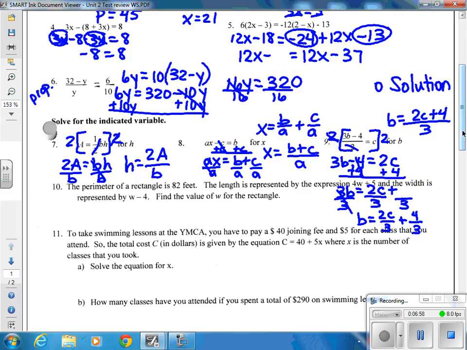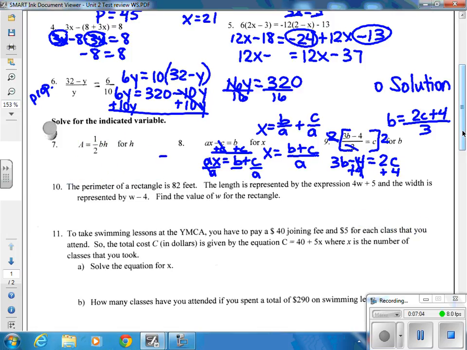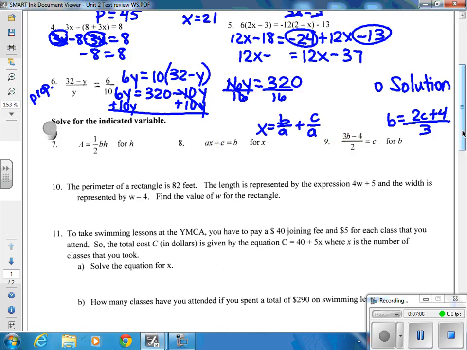All right, for number 10, you have a word problem like we did in class, that deals with the perimeter of a shape. So draw yourself a picture and then label your picture to help you get your equation set up in the first place. Okay, so we are dealing with a rectangle, and it tells you that the length of the rectangle is 4w plus 5. So label the length as 4w plus 5. The width is w minus 4.